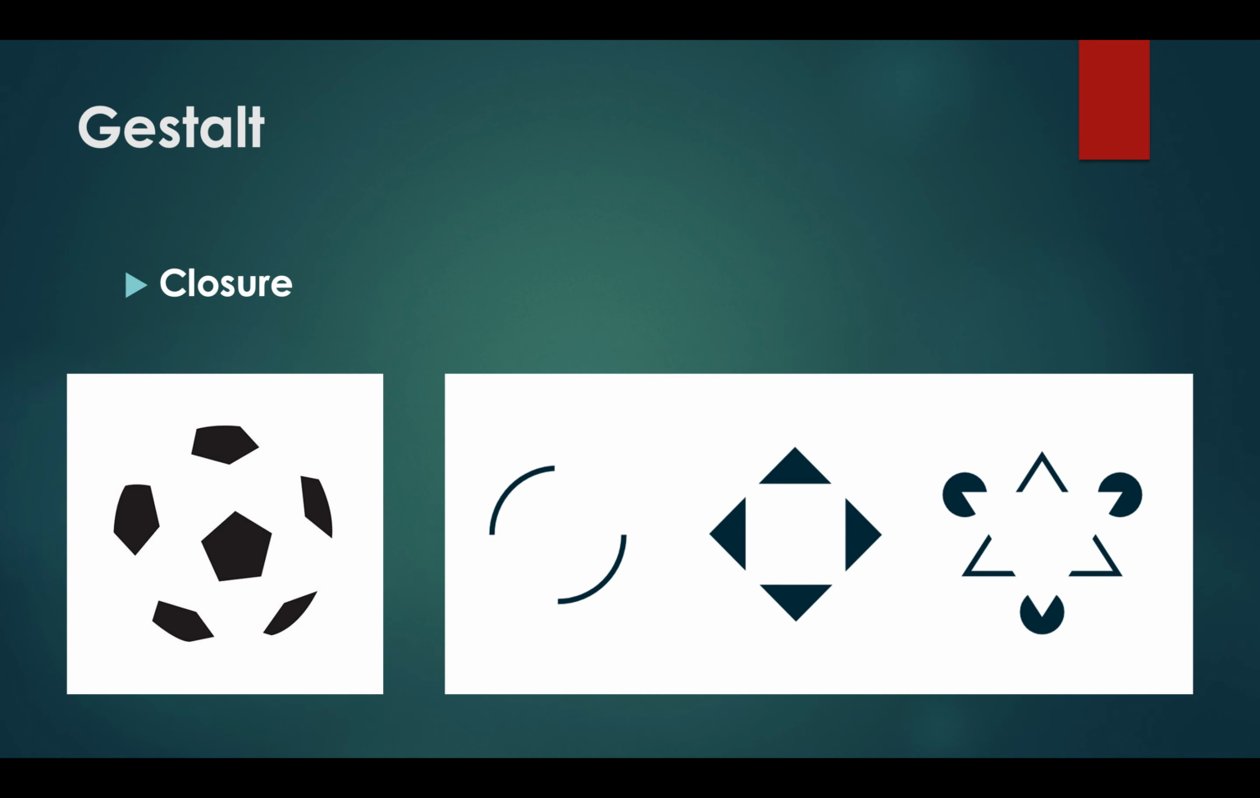Similarly, you see a soccer ball on the image to the left. Even though the positive space of the soccer ball is missing, in fact, it's just the negative space there, we fill it in with our brains.